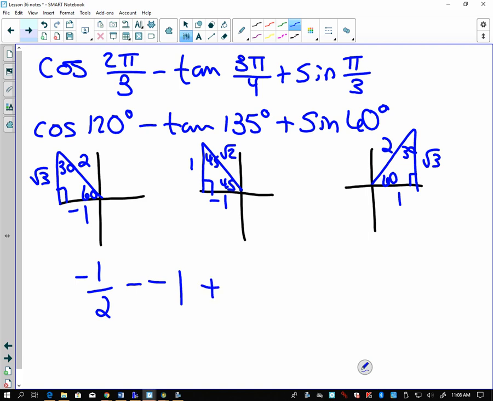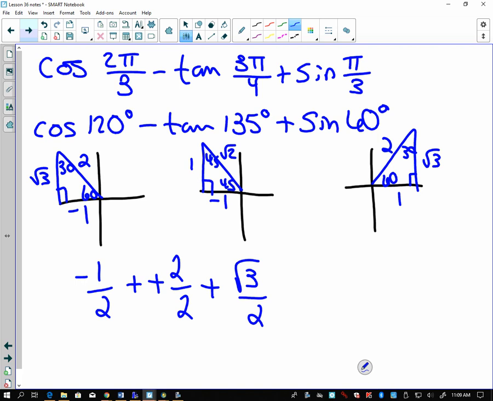plus, question? Okay. And then sine of 60, so that's opposite over hypotenuse. So I'm getting radical 3 over 2. At this point, you could make this positive, and even easier would be to make it what? 2 over 2, right? Yeah?